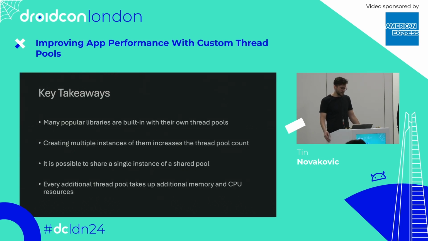So the key takeaways from this talk is that many popular libraries are built in with their own thread pools. So they're not completely free to use. Creating multiple instances of them increases your thread pool count. It is possible to share a single instance of a thread pool between these libraries. And every additional thread pool takes up additional memory and CPU resources. And yeah, thank you.